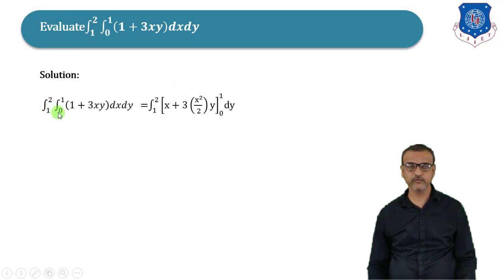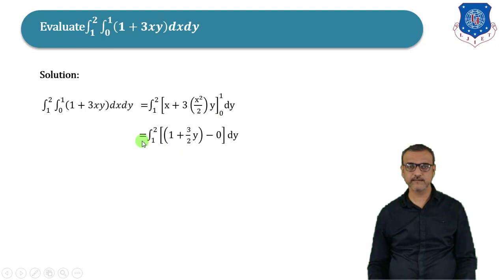Integration from 1 to 2, integration from 0 to 1, 1 plus 3xy dx dy. Here first we are integrating with respect to x, so we will keep y constant. Integration of 1 with respect to x, answer is x. Then after plus, this 3 and y will be constant. Now integration of x raised to 1, according to the formula, integration of x raised to n dx equals x raised to n plus 1 upon n plus 1. So integration of x is x square by 2, and the limit is from 0 to 1.